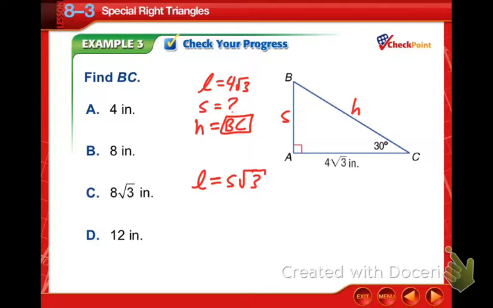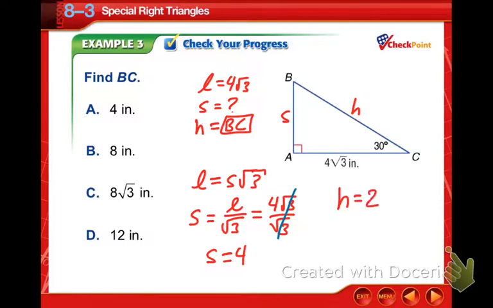and I manipulated the formula to make S equal to L over square root 3, and when we plug in our L here, that's going to be 4 square root 3 over square root 3. Nice thing about being over square root 3 is that those are going to cancel, and we're left with S being 4. Now that we have our S, getting H is quite easy, because we know that H is equal to 2S. H is equal to 2 times 4. So H is 8.